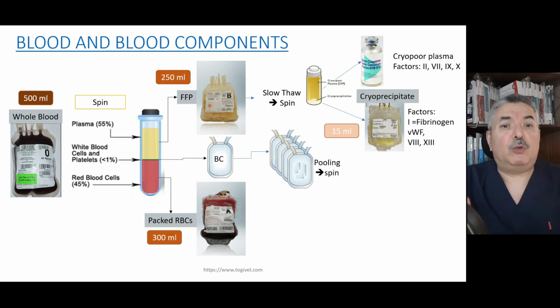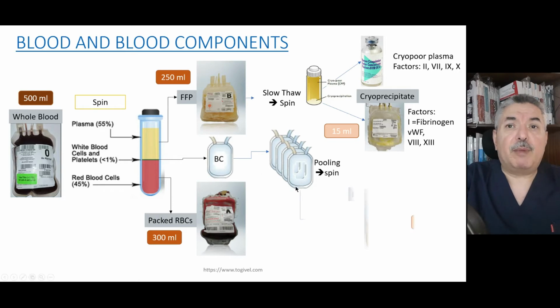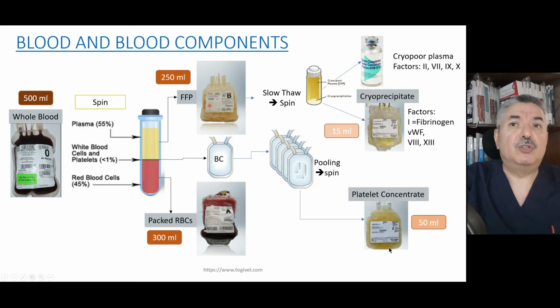We pool the buffy coats from several donors, 4 to 6 donors, and then after pooling we spin the buffy coat and get the platelet concentrate. The platelet concentrate is 50 milliliters compared to the cryoprecipitate, which is 15 milliliters. And of course the platelet concentrate is full of platelets. Okay, so these are the blood products that we can use.